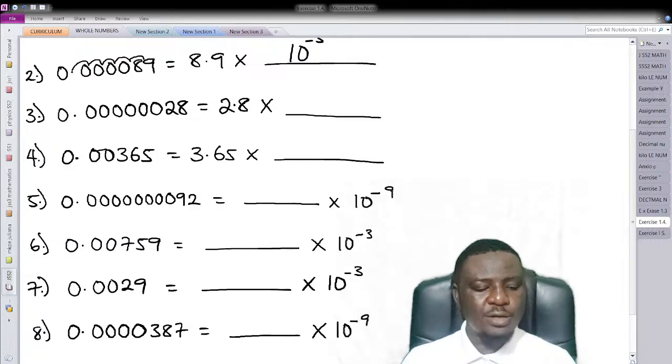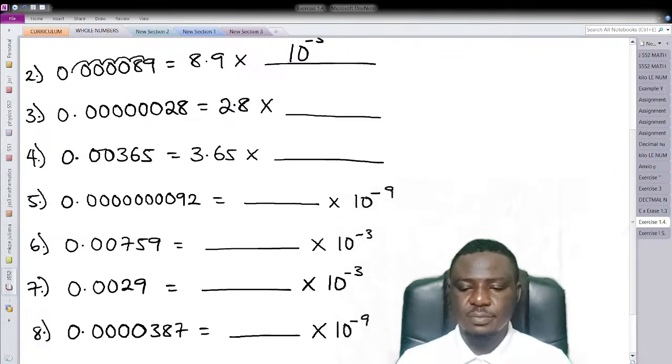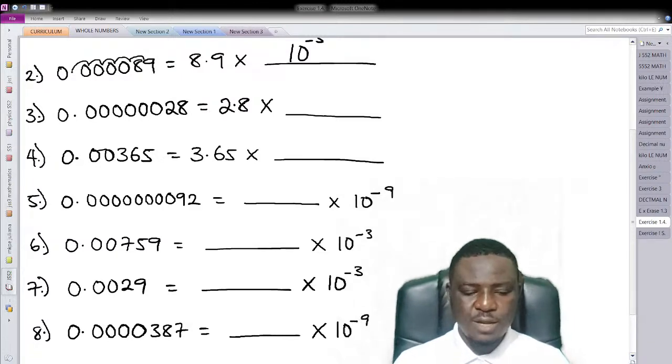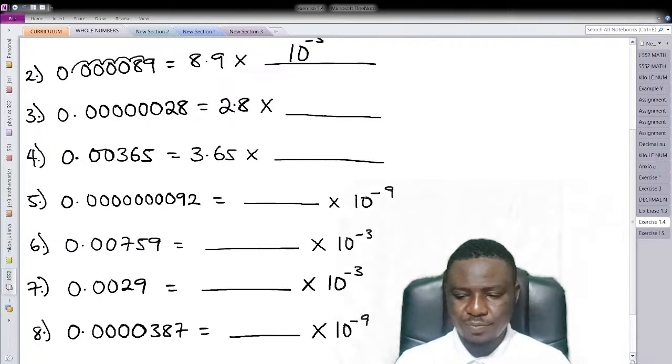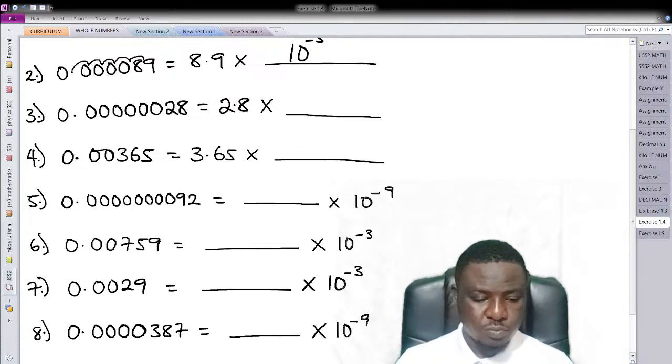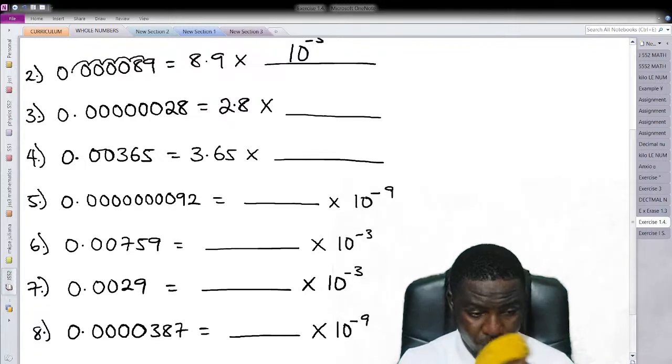Sarah, now you are talking. Question number 6 is correct. 7.59. Number 7, 2.9. Good. And number 8. What do we have for question number 8?